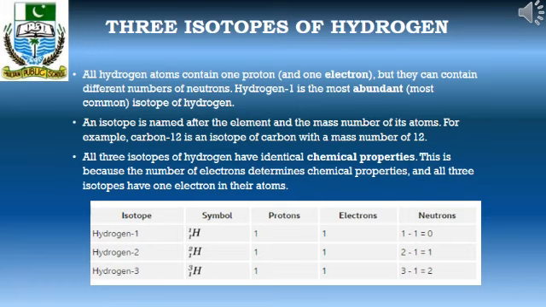An isotope is named after the element and the mass number of its atoms. For example, carbon 12 is an isotope of carbon with a mass number of 12. So there are different elements which could be taken as examples if we discuss isotopes, like hydrogen, carbon, chlorine, and there are many more.